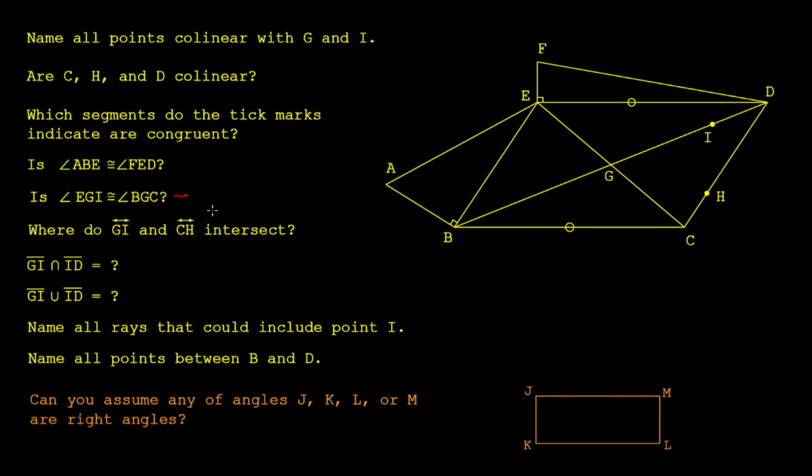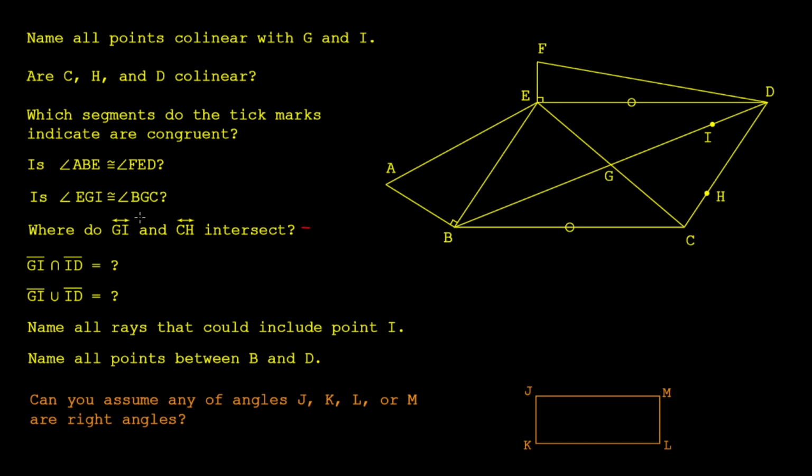Next, is angle EGI congruent to angle BGC? Again, the answer is yes, because they are vertical angles. If two angles are vertical angles, then they are congruent.